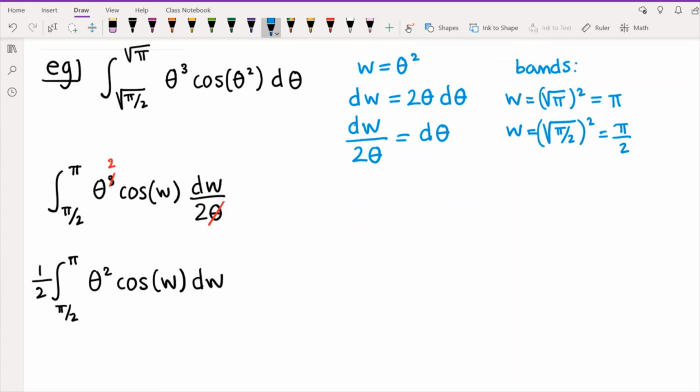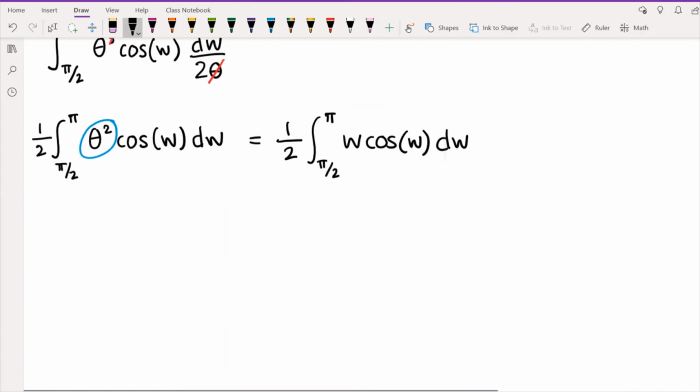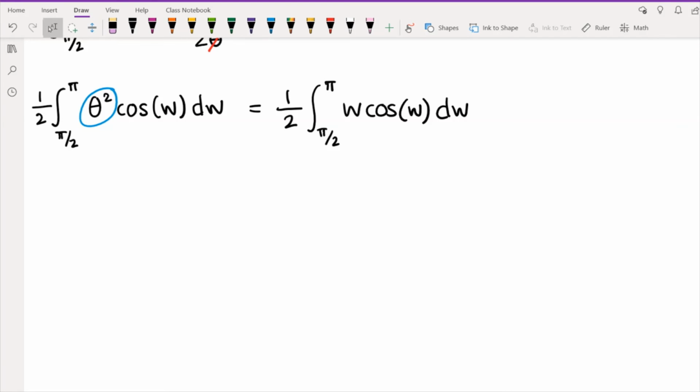But remember that we already did the substitution, W is equal to theta squared, and so this is just another W. So we're going to end up now with 1/2 times the integral from pi over 2 to pi of W times cosine of W. So it's just important when you're doing substitution, don't think of substitution as just a one-time event. Think of it as this key that tells you how to go back and forth between your variables. And so in this case, anytime there's a theta squared, that's the same as W. So we can just put it in there if, at any point, it shows up. Okay, so now we have an integral where we want to use integration by parts, right?